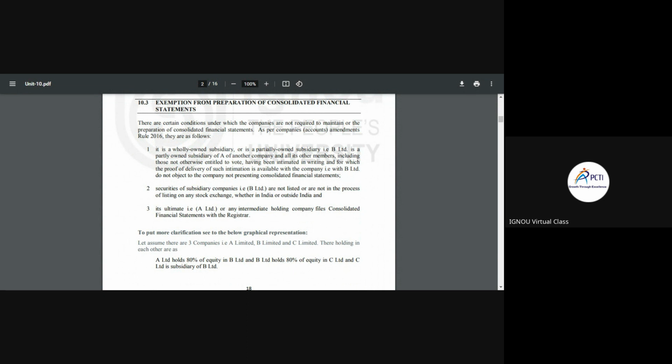Next one is that the securities of the subsidiary company, that is B Limited, are not listed and are not in the process of listing on any stock exchange, whether in India or outside India.